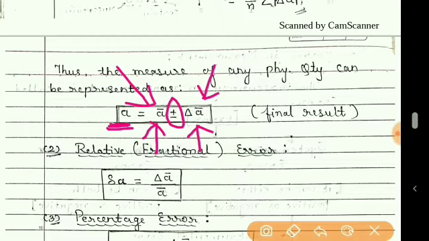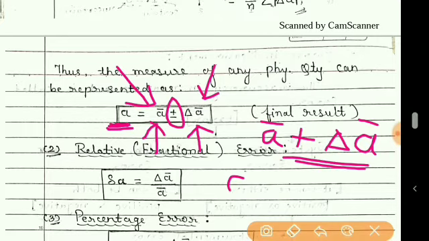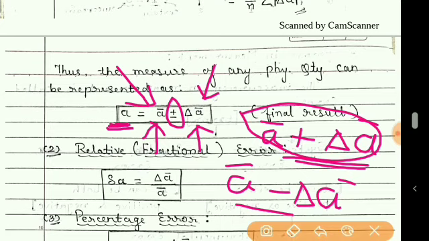Because if we use first plus, A plus delta A, then that will give you the larger value, and if we take A minus delta A, then that will give you the minimum. So from the larger value to the smaller value, we will get the range of the measurement of A.